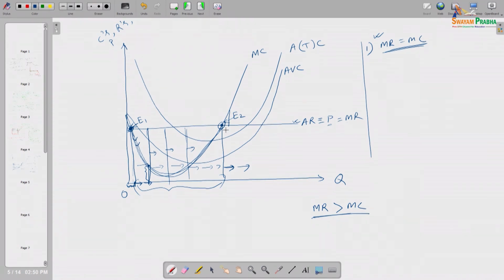So, you should not. That is why he will stop at the E2 point. Okay, so that is the thing.